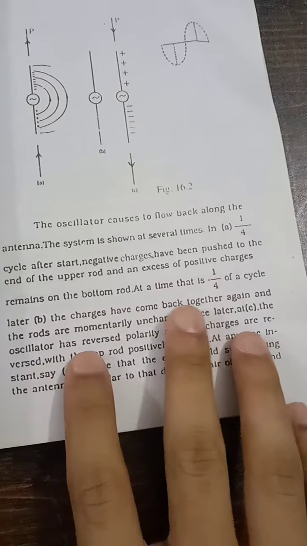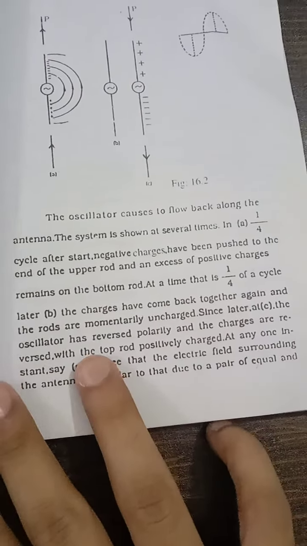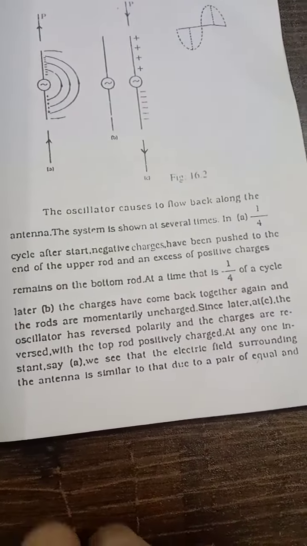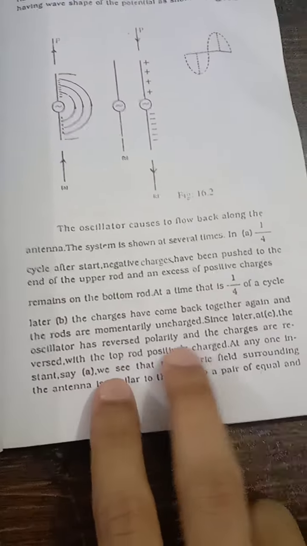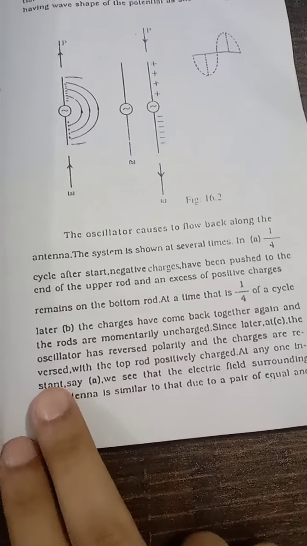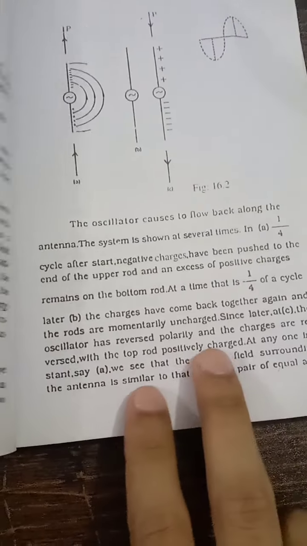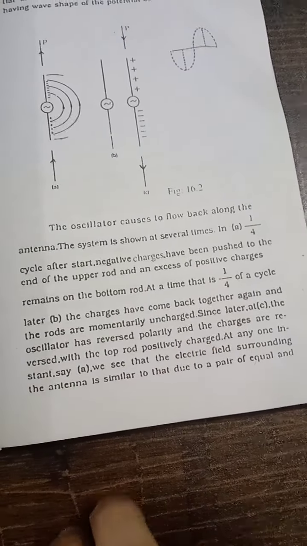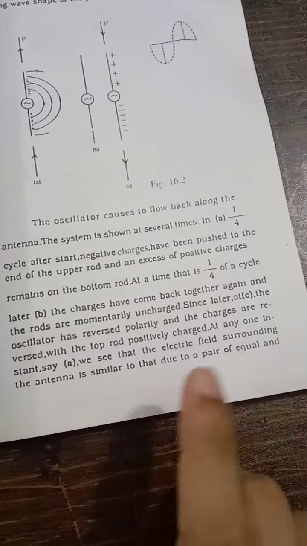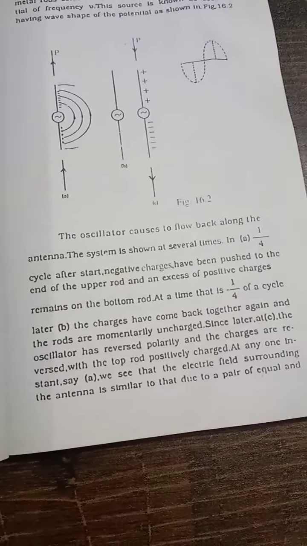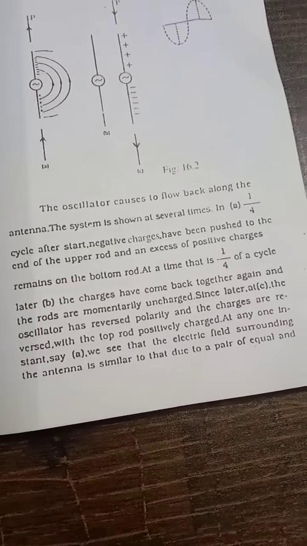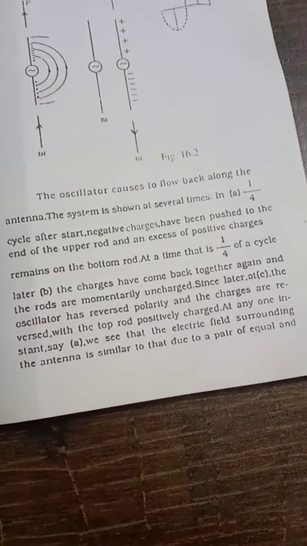At a time that is 1/4 of a cycle later, the charges have come back together again and the rods are momentarily uncharged. Later, the oscillator has reversed polarity and the charges are reversed, with the top rod positively charged. At any one instant, we see that the electric field surrounding the antenna is similar to that due to a pair of equal negative and positive charges.